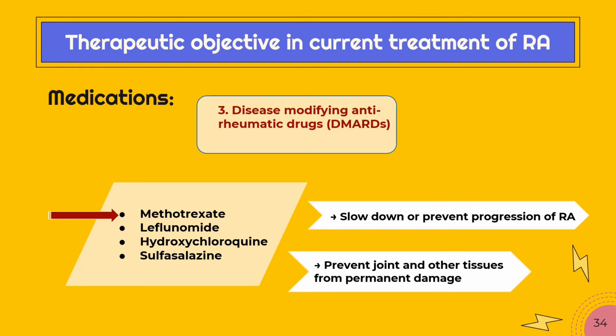The third medication used in rheumatoid arthritis patients is disease-modifying anti-rheumatic drugs (DMARDs). Examples of DMARDs are methotrexate, leflunomide, hydroxychloroquine, and also sulfasalazine. All these drugs help to slow down or prevent the progression of rheumatoid arthritis and eventually prevent joints and other tissue from permanent damage. In RA patients, the most preferred drug is methotrexate.